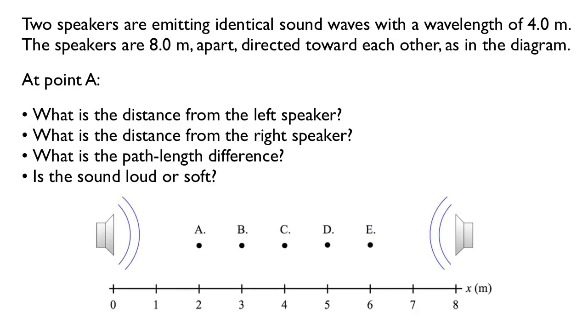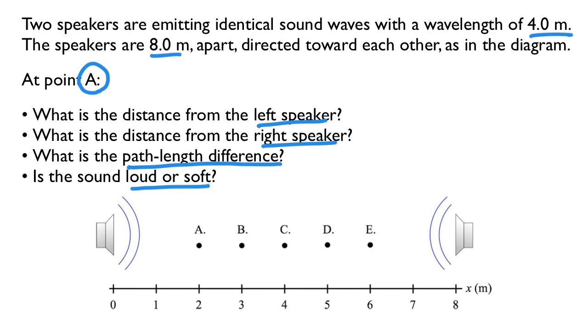Now let's look at a specific case of this, okay? Suppose I have two speakers emitting identical sound waves with a wavelength of 4 meters. The speakers are 8 meters apart, directed toward each other as in the diagram. We're going to look at point A and ask a couple of questions. First, what is the distance from the left speaker? Second, what is the distance from the right speaker? Third, what is the path length difference? And then, will the sound be loud or soft?